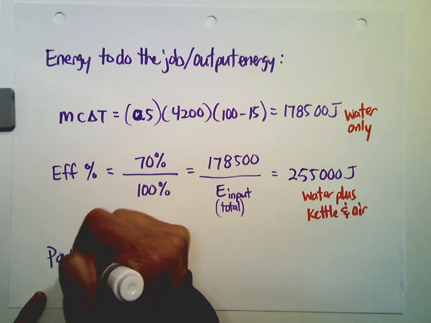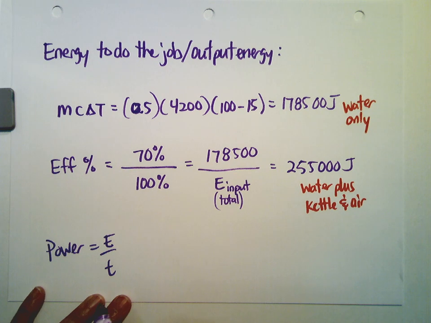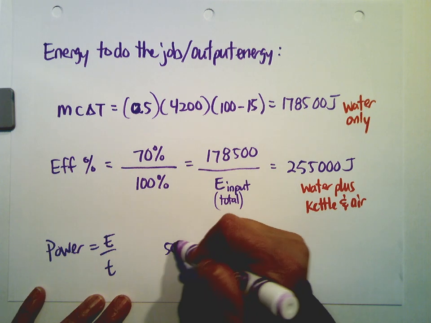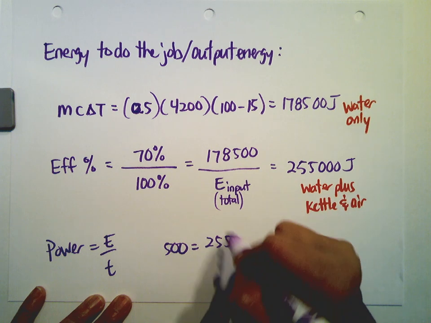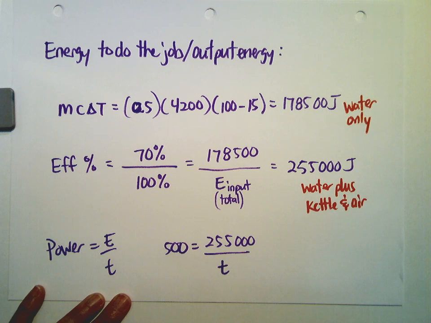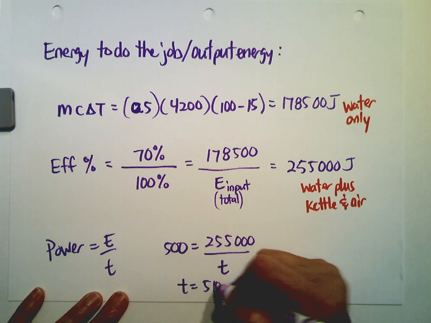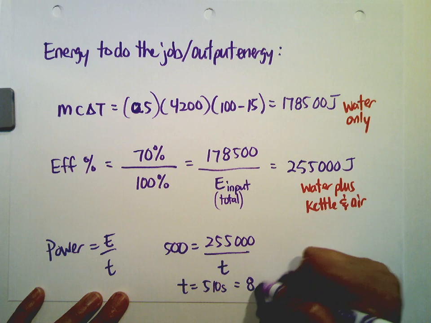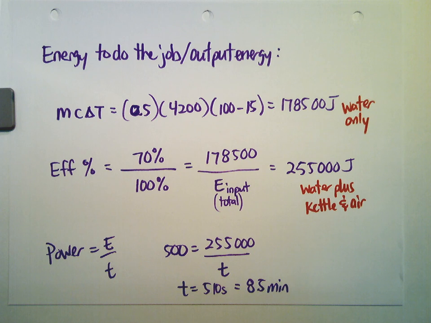So let's do power is equal to energy over time. For example, the power of the kettle is 500, the energy you have is 255,000, and over time. So let's figure out what time is. Time you figure out to be 510 seconds, which is approximately 8.5 minutes to heat the kettle up. And that's how you do efficiency.